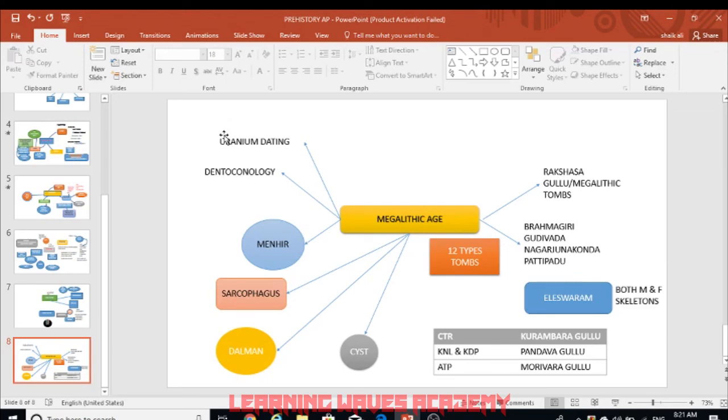Okay, that's all guys. This completes the whole prehistory of Andhra. In the coming video, I will compare the different ages for easy remembrance.